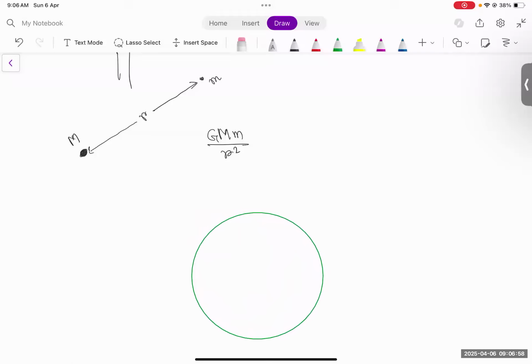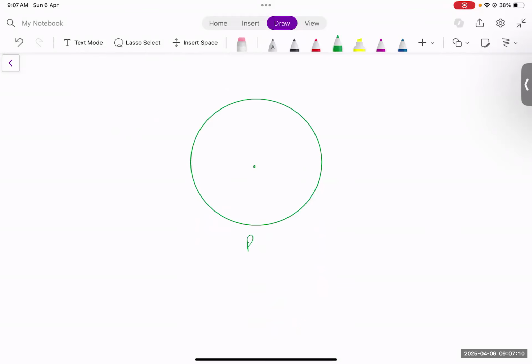Where we have a planet of radius R, mass M, uniformly distributed. Then I need to know the gravitational field at a distance small r from the center. But this small r is now smaller than the radius. So the point where I am going to find the gravitational field is inside my sphere. Remember, we have just learned the shell theorem. Now we are applying that shell theorem to solid spheres.